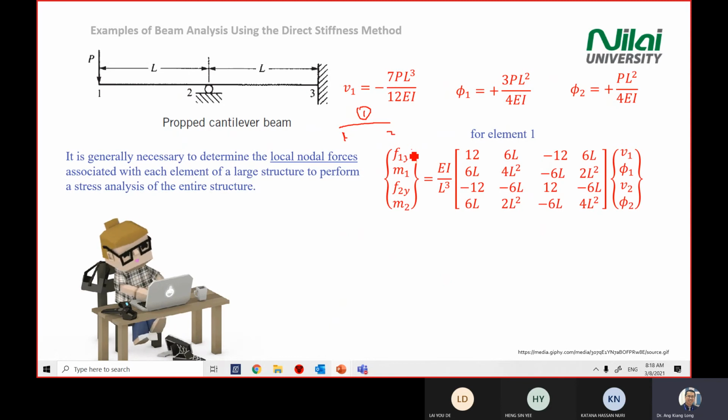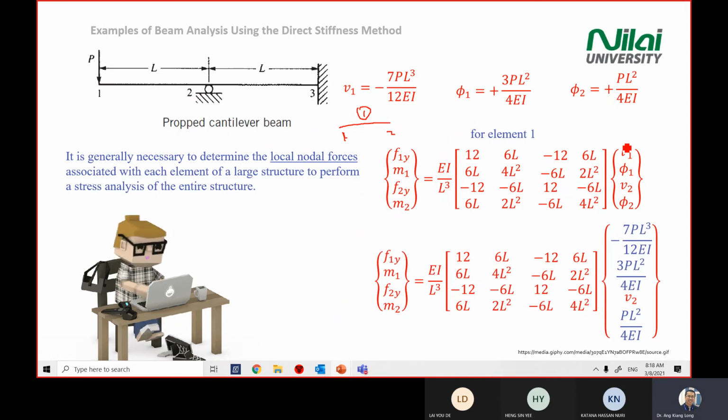So you rewrite the matrix form F equals KD. In this case, your F components are all small letters: F1y, M1, F2y, and M2. The stiffness matrix will be the same; the K will still be the same. Only be careful with the displacement here, because for element 1, you have displacement 0.1 and rotation 0.1, and displacement 0.2 and rotation 0.2. So be careful when you rewrite the global matrix into the element matrix.